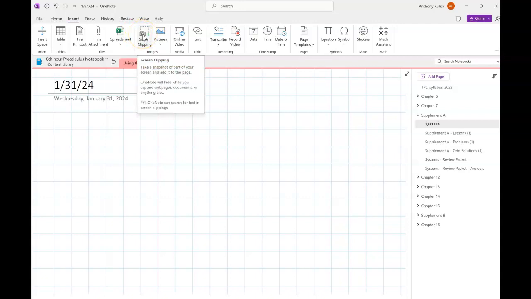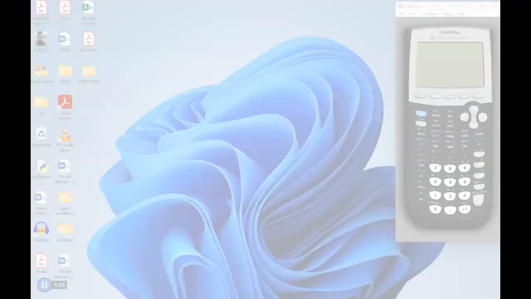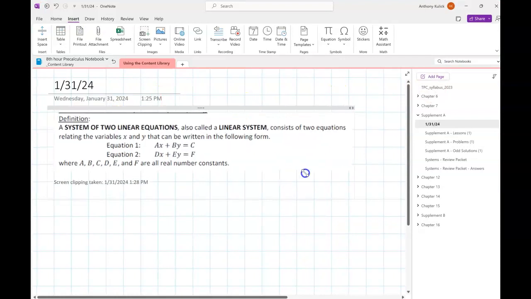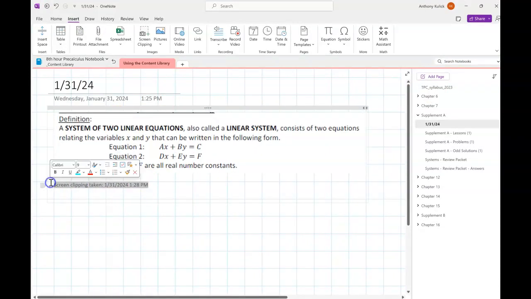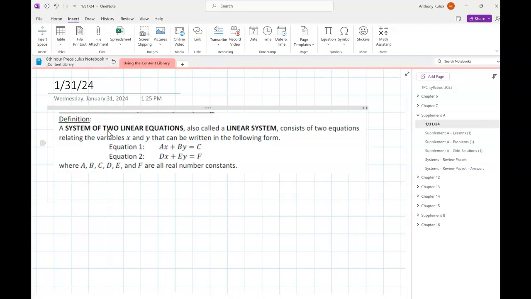So in supplement A, we're going to be talking about solving systems of equations. When we talk about a system of equations, there are two things we have to specify: the quantity of equations we're trying to solve, and the type of equations we're using. We're going to start with systems of two linear equations of the form ax plus by equals c, dx plus ey equals f. A, b, c, d, e, f are all just real number constants.